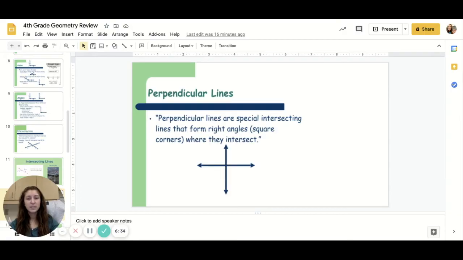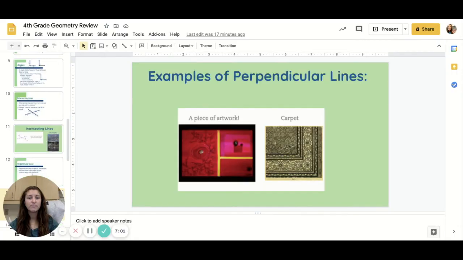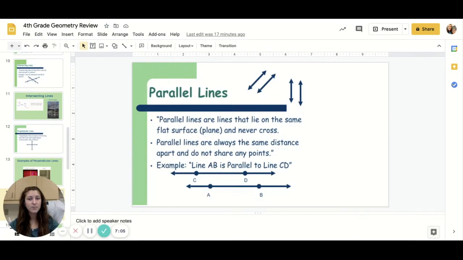Then we also have perpendicular lines. Perpendicular lines are special intersecting lines that form right angles, or square corners, where they intersect. A lot of times you may see little boxes showing you that you have a right angle right there. Anytime you see them going straight up and down, just know that that is forming perpendicular lines. Perpendicular lines are what we see in a coordinate plane anytime we are graphing as well. Here are some more examples of perpendicular lines.